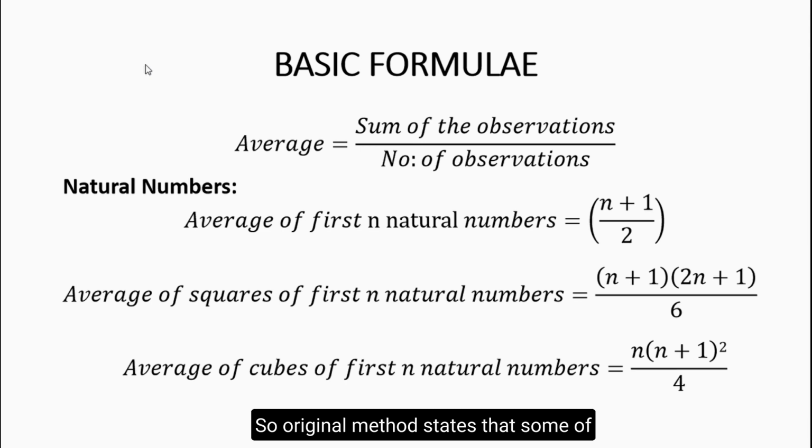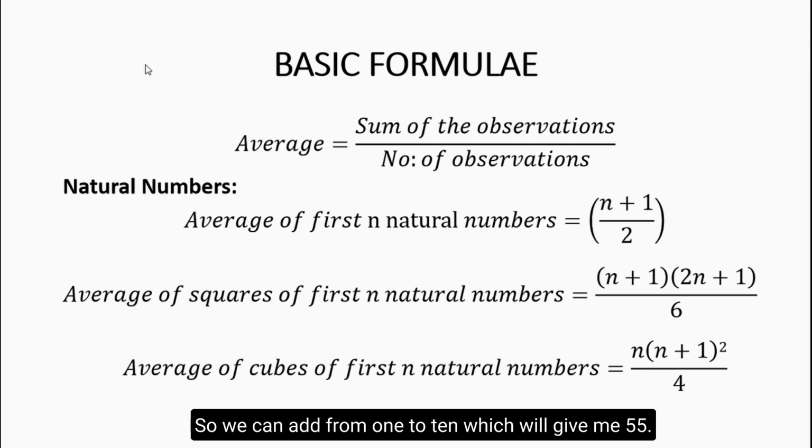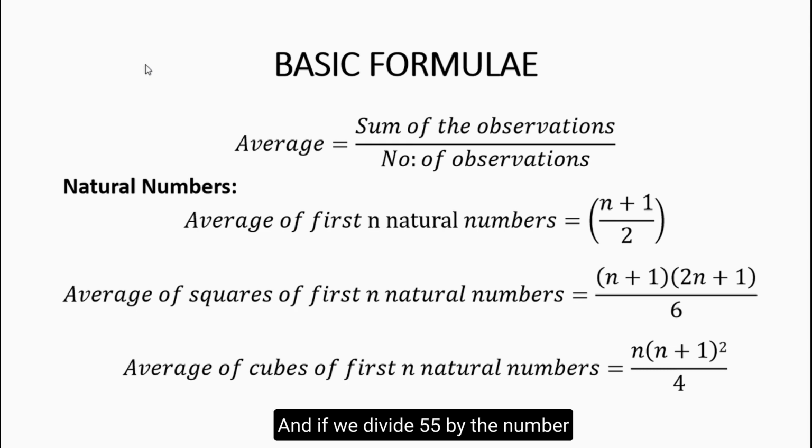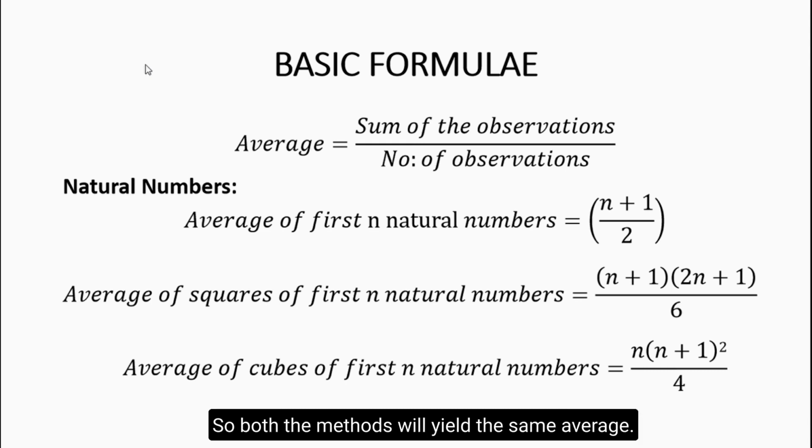So the original method states the sum of the observations divided by the number of observations. So we can add from 1 till 10, which will give me 55, and if we divide 55 by the number of observations, 10, we will get 5.5. So both the methods will yield the same average.